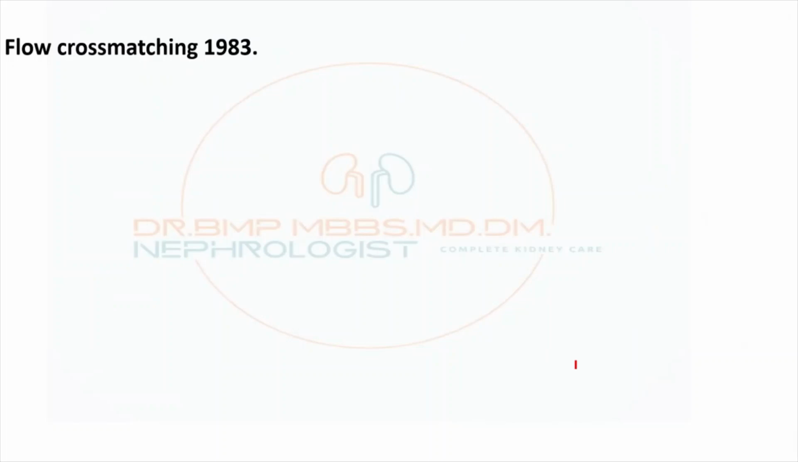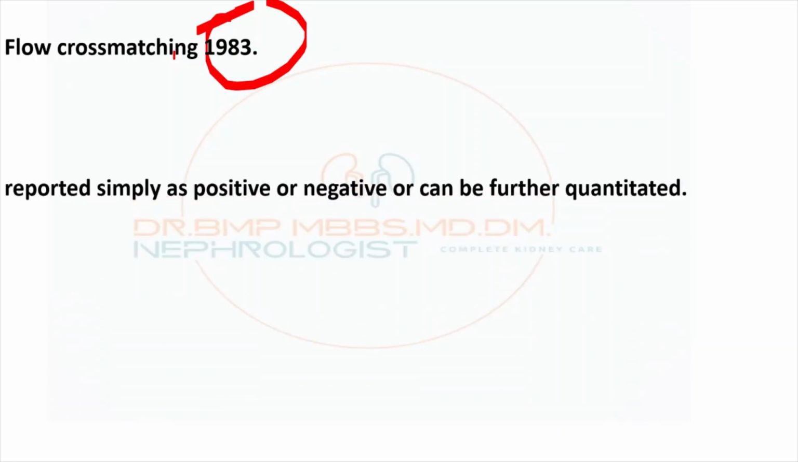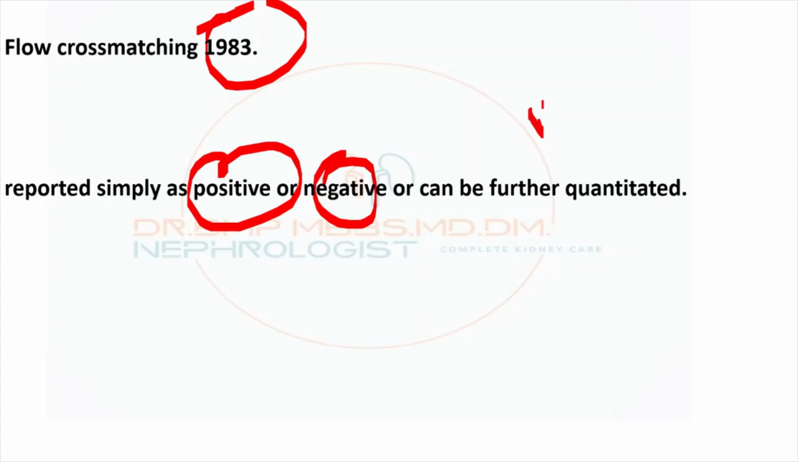Apart from this, some theoretical point: it was first detected in 1983. It came into clinical practice. The reports, as I discussed earlier, can be given as positive or negative, or if we want to quantify, since we are using the fluorescent labeled antibody, you can see the color. In simple terms, I am telling what is the color, how much bright fluorescence it is giving.